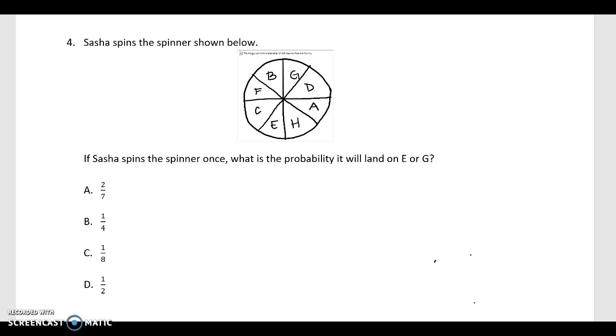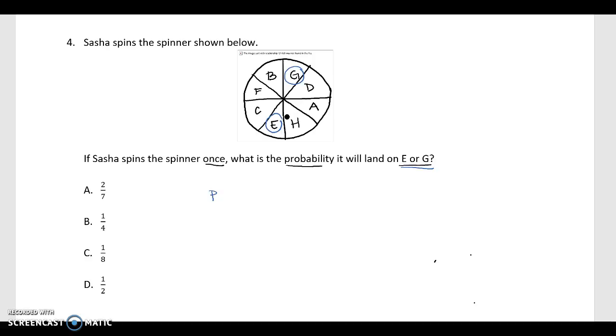Okay, so let's take a look at number 4. It says Sasha spins the spinner below. If she spins it once, what is the probability that it'll land on E or G? So E or G, here's E, here's G. Each of them is on there once.